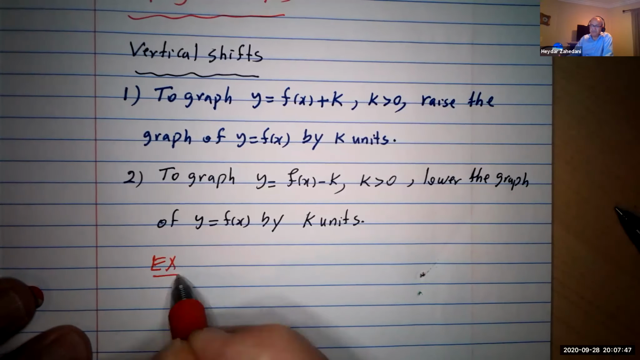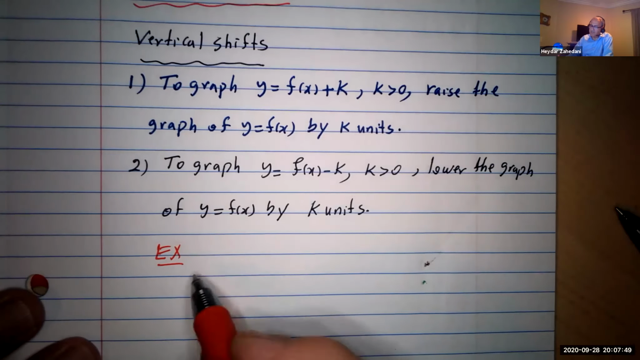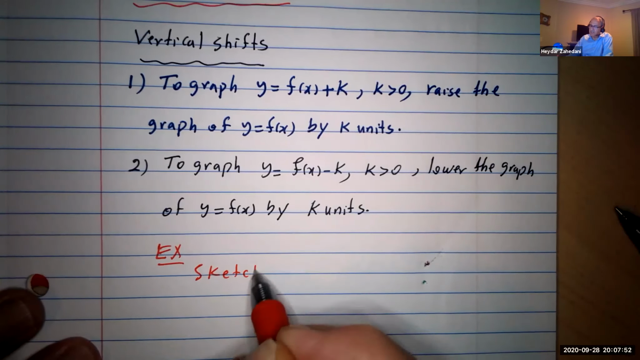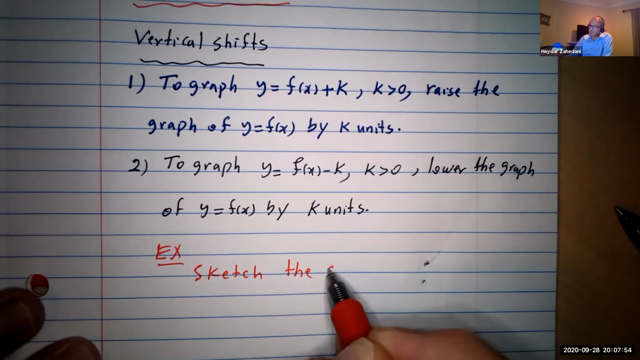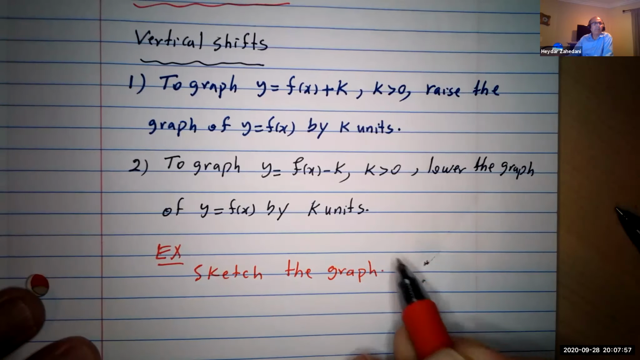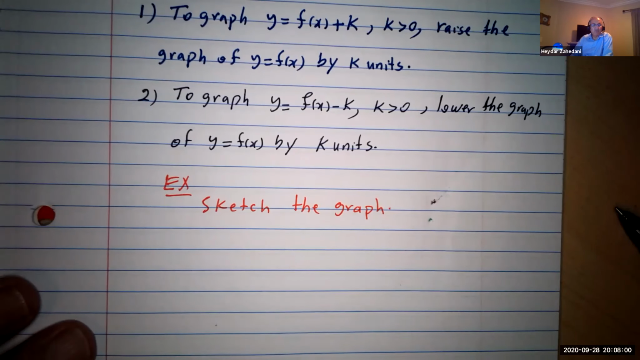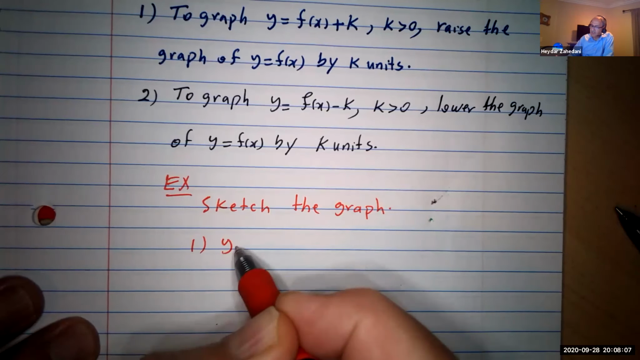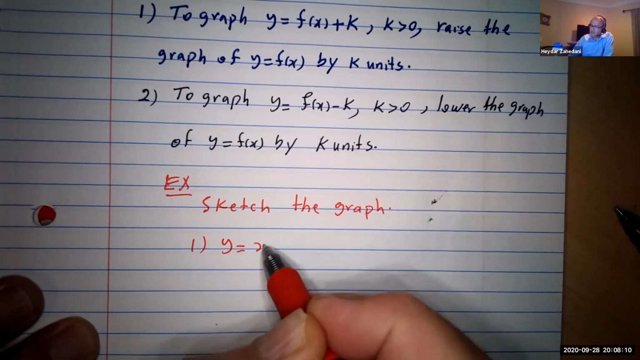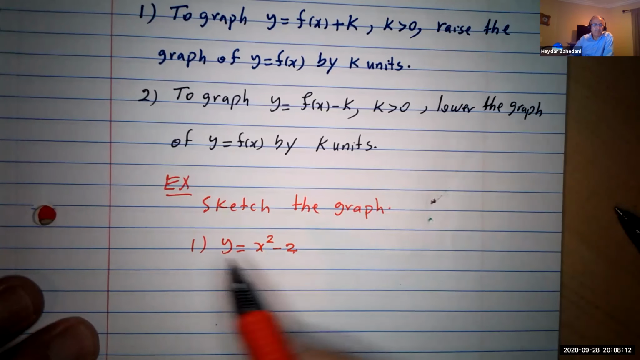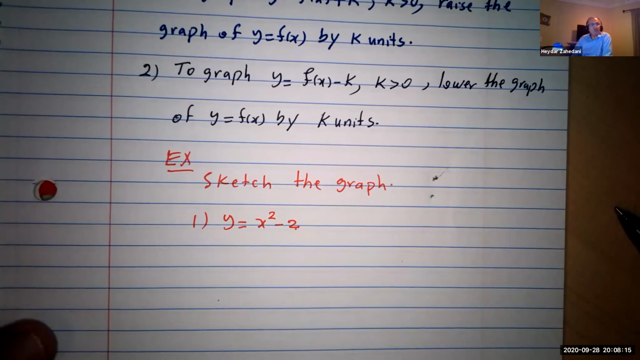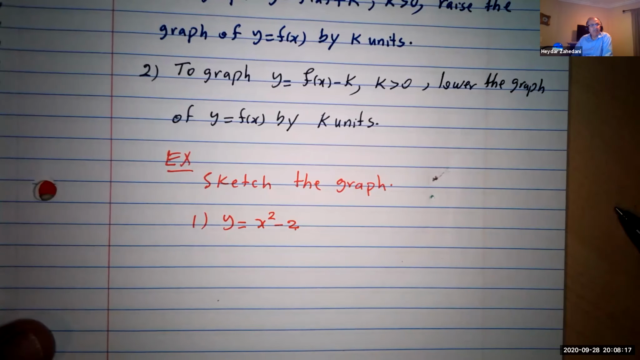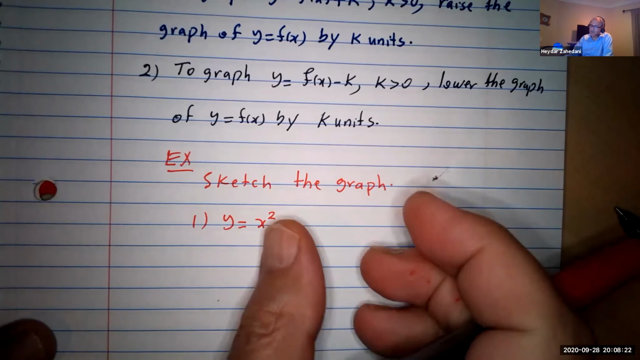Example. We want to sketch the graph, just using these techniques. If you like, in future, you can use it. Sketch the graph. And the graph in number one is y equal to x squared minus 2. You have a choice. You can graph this one directly if you like. But if you want to use the techniques that we talked about, you can graph y equal to x squared first.